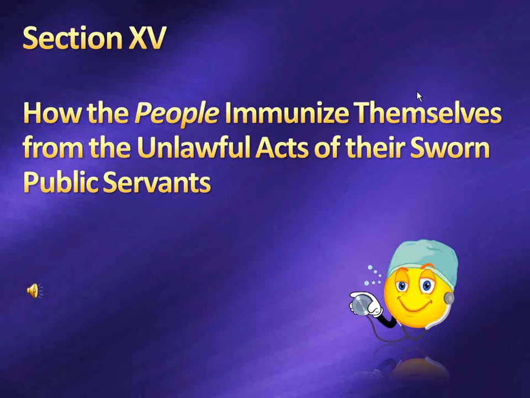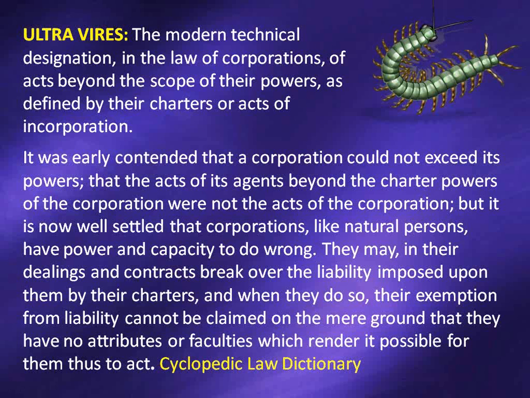All will agree that artificial persons are not void of capacity to do wrong. All will agree that an artificial person acting beyond the scope of its powers is acting ultra vires of its authority. Okay, let's look at the definition of ultra vires in case that's confusing to some.